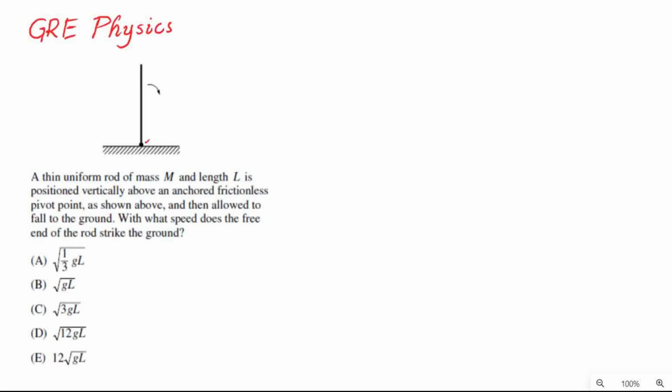and this rod is then allowed to fall to the ground, and it is asked with what speed will the free end, this end of the rod, strike the ground. And our answer should be one of these five options: A, B, C, D, and E. Now, this problem can readily be solved by applying the law of conservation of energy to the falling rod, considering the ground as the reference point for the potential energy.